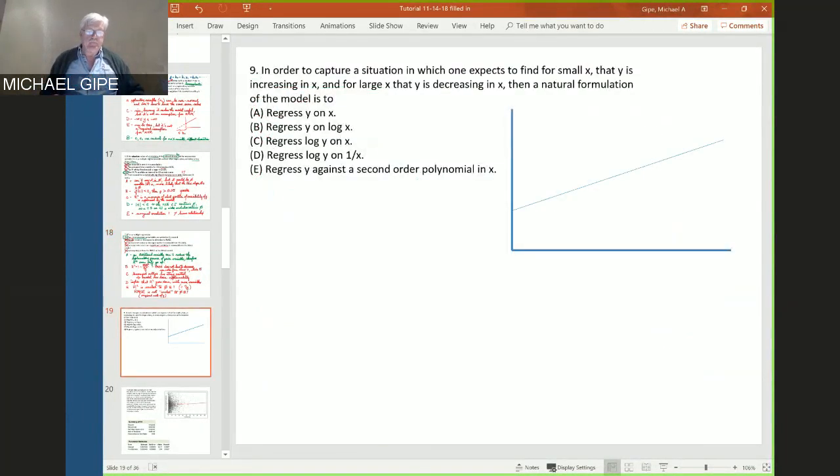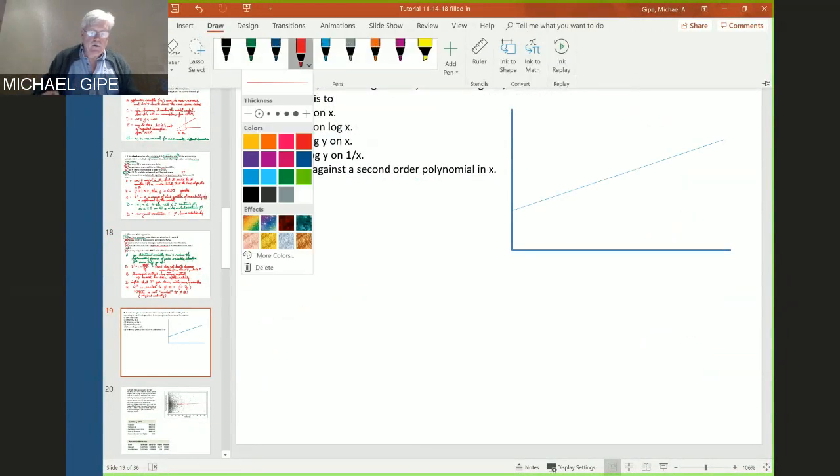How about number 9? This is a little tricky. We really haven't covered this so much, but it's one to remember. In order to capture a situation in which one expects to find for small x that y is increasing in x, but for large x that y is decreasing in x, then a natural formulation of the model is to do what? Well, let's take a look at what the question is saying.